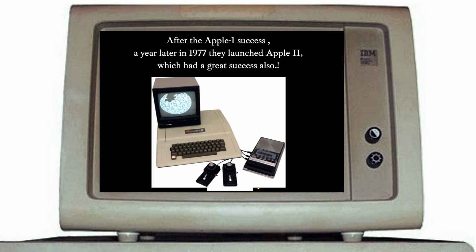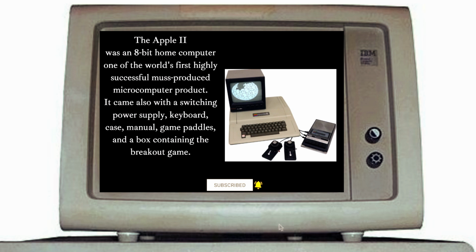After the Apple I's success, a year later in 1977 they launched the Apple II, which also had great success. The Apple II was an 8-bit home computer, one of the world's first highly successful mass-produced microcomputer products. It also came with a switching power supply, keyboard, case, manual, game paddles, and a box containing the Breakout game.